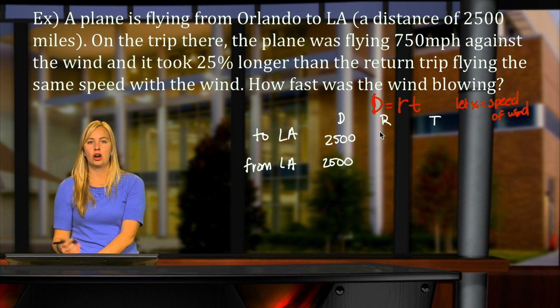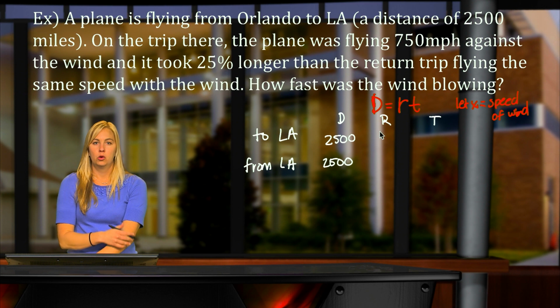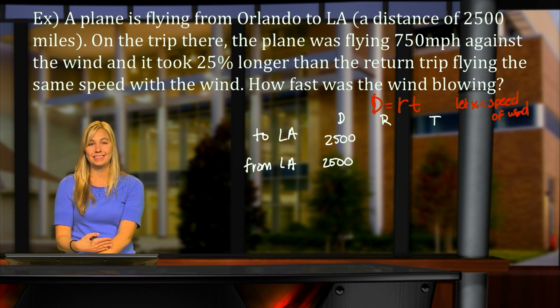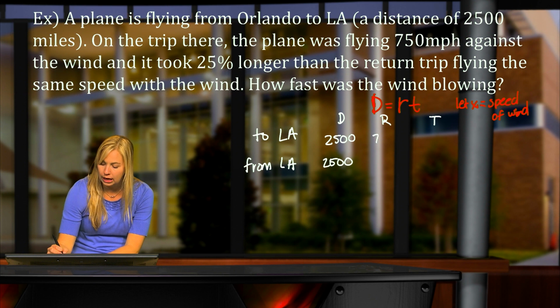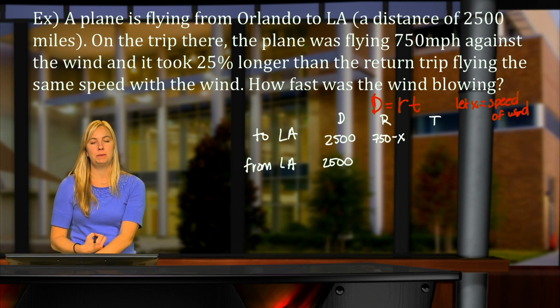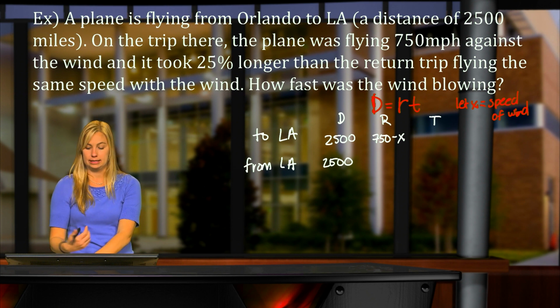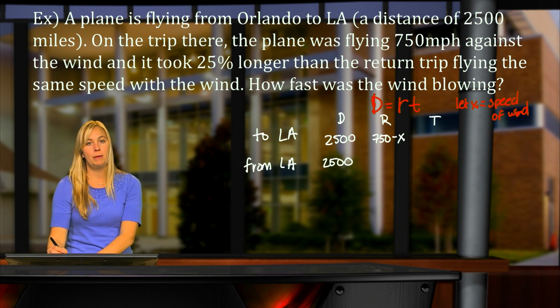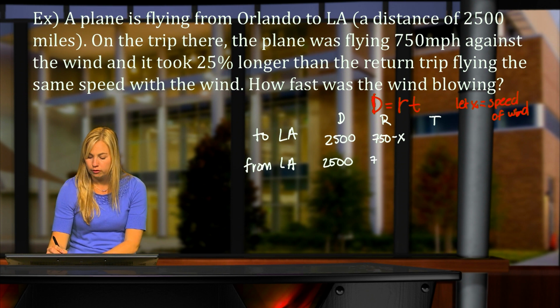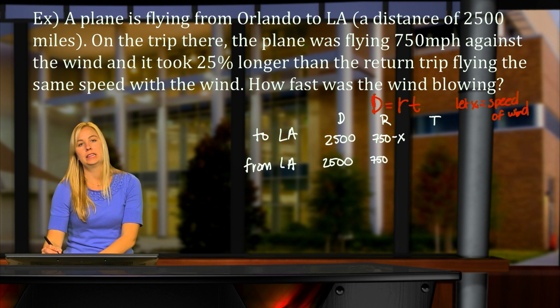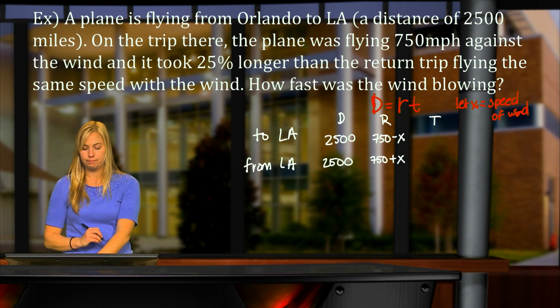For the rate on our way to LA, we know that we set the speed at 750, but since we're flying against the wind, we're actually going to go slower. And we're going to go slower by the factor that represents the speed of the wind. So the rate to LA is going to be 750 minus x, the speed of the wind, because it's acting against us. For our trip from LA back to Orlando, since we're flying with the wind, we're going to take that original speed of 750 and add to it the speed of the wind.